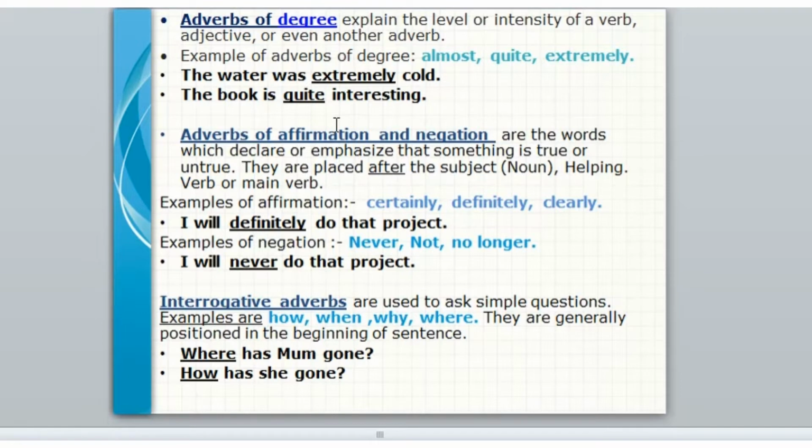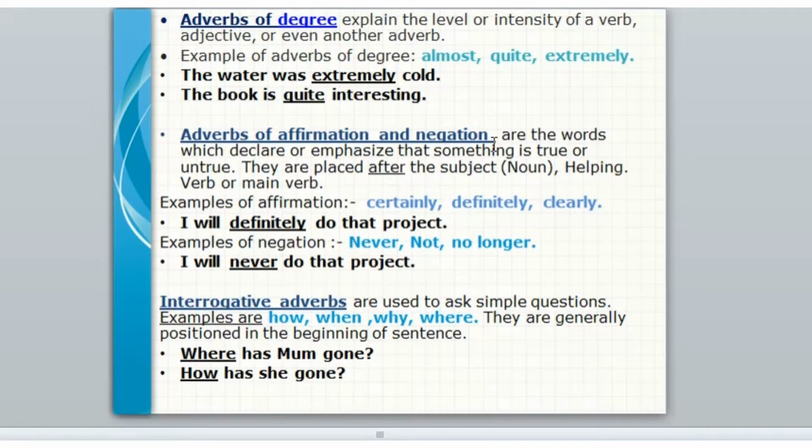Okay, next one, see. The book is quite interesting. Quite tells you a lot. Very much interesting book that is, right? Basically these kinds of adverbs are also called adverbs of degree or quantity. Okay, I'll show you more examples of the words to make the concept very clear. Almost, completely, exactly, rarely, usually, wholly, they all come in this category. Okay, now coming to next, adverbs of affirmation and negation.